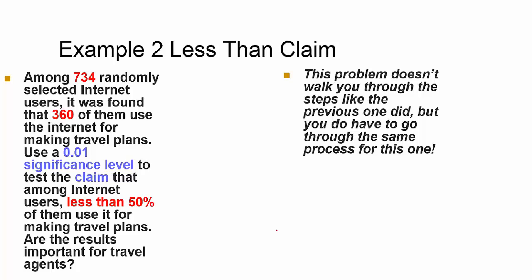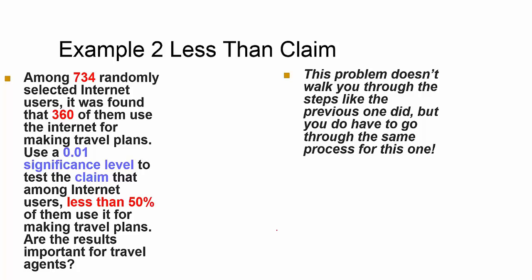Okay, among 734 randomly selected internet users, it was found that 360 of them use the internet for making travel plans. Use a 0.01 significance level to test the claim that among internet users, less than 50% of them use it for making travel plans. And are the results important for travel agents? So we do have this follow-up question here.